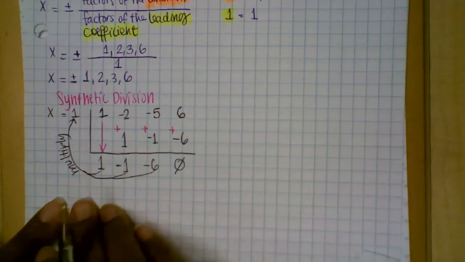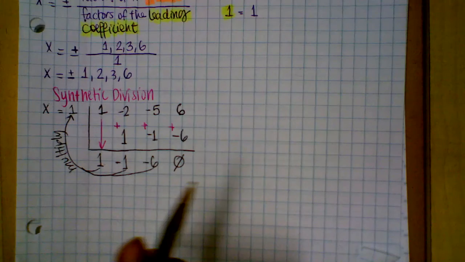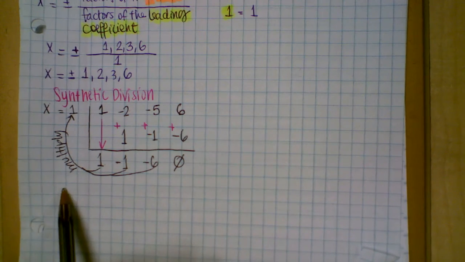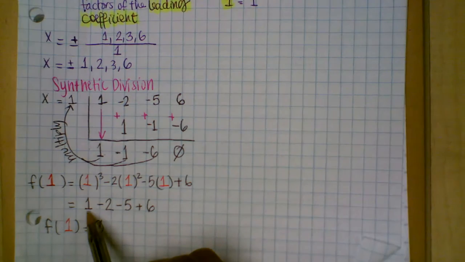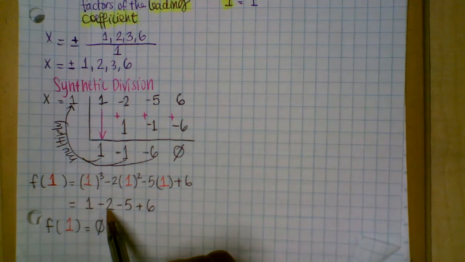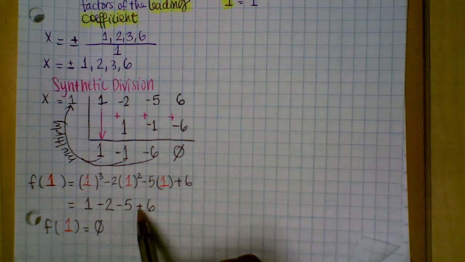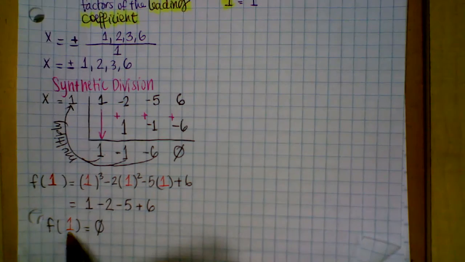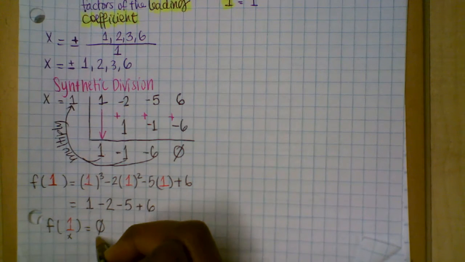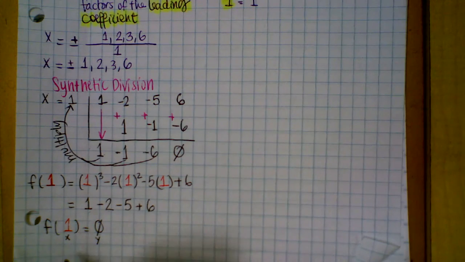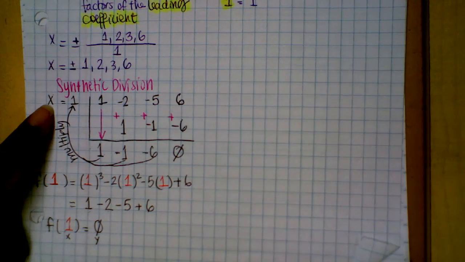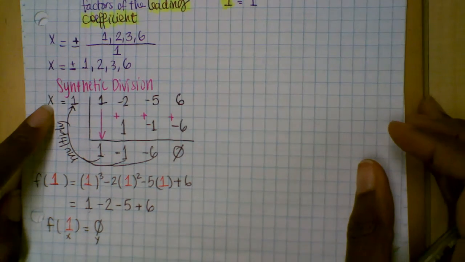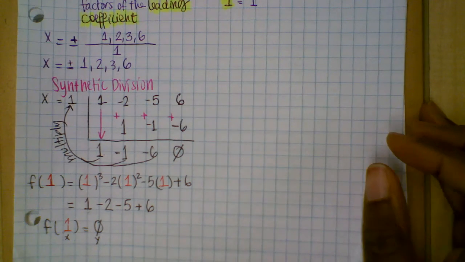So let's do that right here. Let's evaluate the polynomial when x is 1. As you can see, 1 minus 2 minus 5 plus 6 adds up to 0. So correct, when x is 1, the output is 0, the y value is 0. So x equals 1 is a solution. So it's a zero. Now, what do we do next then? We find 1, 0.